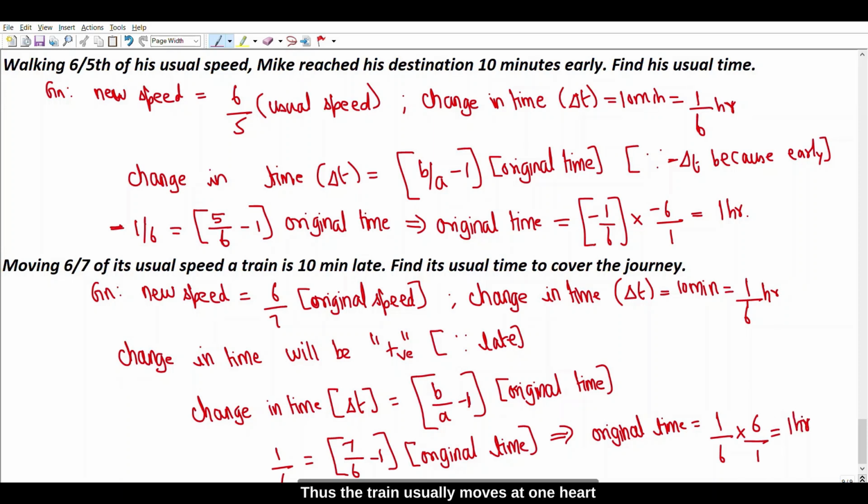Thus, the train usually takes 1 hour, and when it travels at a speed of 6 by 7 times the usual speed, it reaches 10 minutes late. So whenever change in time is given and usual time is asked to be found out, we can use the formula change in time del t is equal to b by a minus 1 of original time, where b by a is the reciprocal of the change in speed a by b, and del t will be positive if the object reaches the destination late, and del t will be negative if the object reaches the destination early.